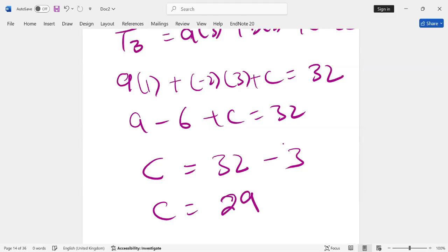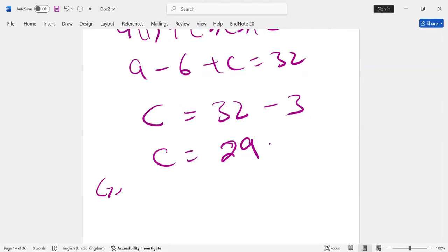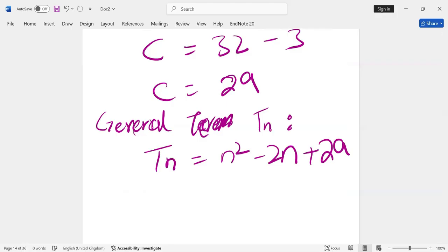So we know the values of a, b, c. So the general term Tn is Tn equals n squared minus 2n plus 29. And this is the required answer for this question.